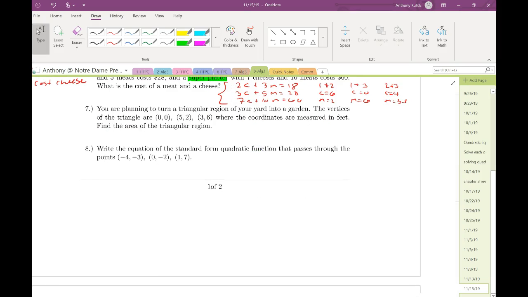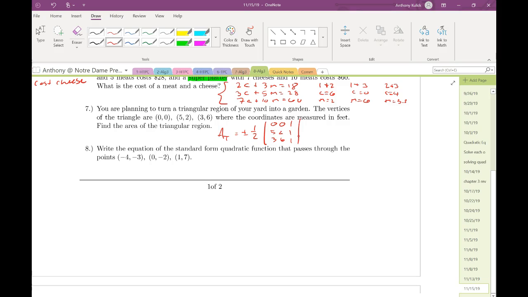Seven is asking about the area for a triangle. Do I need to write a system to solve 7? No, right? We just had a formula to deal with this. So the area for my triangle is plus or minus 1/2 times the determinant, where I just have the x and y coordinates and then a 1. It doesn't matter the order that I put in my points, so I'm just going to put them in the order that it's listed.